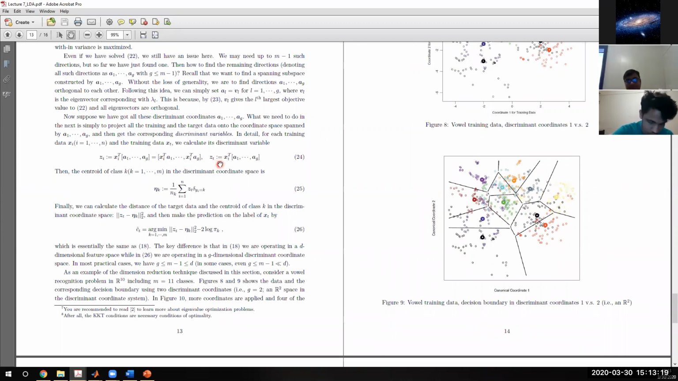You're going to do it for the target data, because I'm asking you to predict the label. Sorry, this is the target data. Here's a typo, the target data xt, because I'm asking you to predict the label for target data xt, right? So you do the same for target data. Now everything is on our new system, with the discriminant coordinates A1 to AG, okay? Where G is less than or equal to M minus 1, usually less than D, okay?